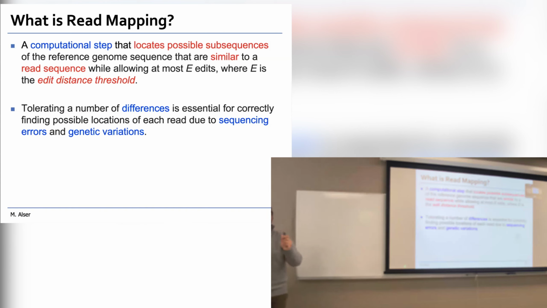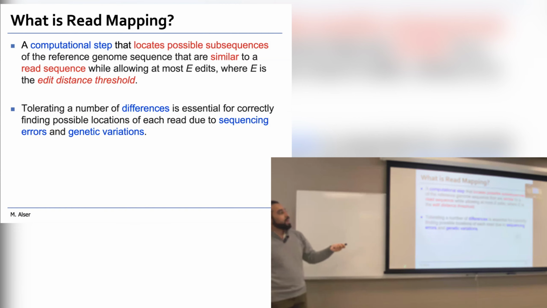We're not doing any chemical reaction over here. Okay, so it's a computational step that locates, so we're trying to find the location of every single piece, locates possible subsequences of the reference genome sequence that are similar to a read sequence. And the read sequence is the thing that we got from the sequencing machine. And that is our query. So we try to query the reference genome and try to find where's the possible location of that piece.